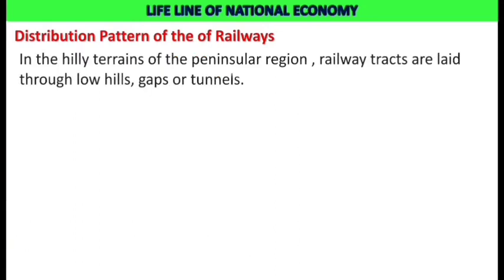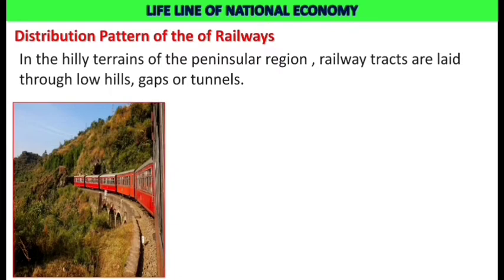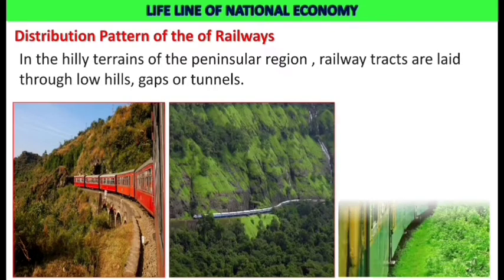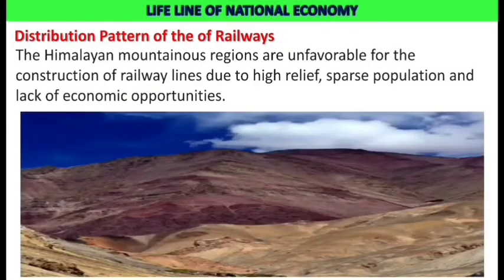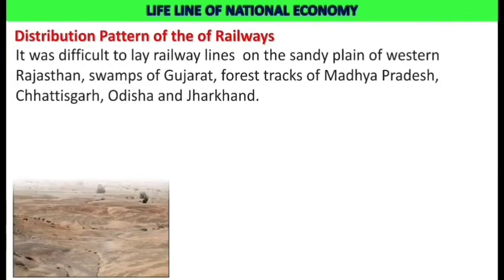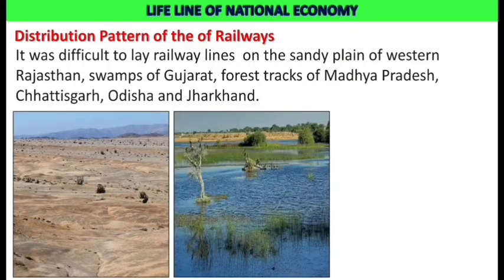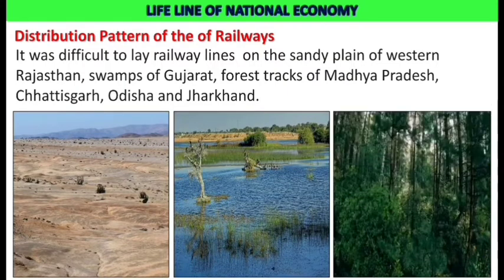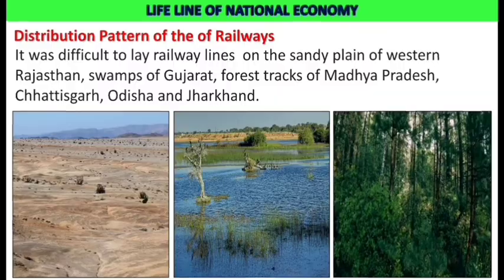Next, distribution pattern. In the hilly terrain of the peninsular region, railway tracks are laid through low hills, gaps or tunnels. The Himalayan mountainous regions are unfavorable for the construction of railway lines due to high relief, sparse population and a lack of economic opportunity. So this point you can mention in both, like in distribution pattern and problems of railways. It was difficult to lay railway lines on the sandy plain of western Rajasthan, swamp of Gujarat, forest tract of Madhya Pradesh, Chhattisgarh, Odisha and Jharkhand. This point also you can mention in both, like distribution pattern and problems of railways.